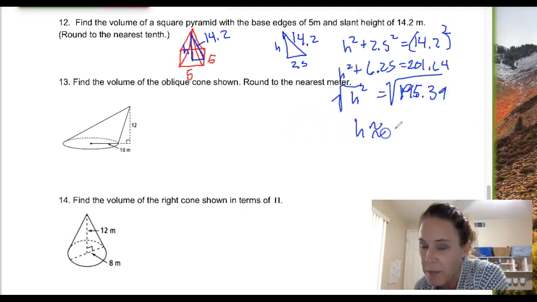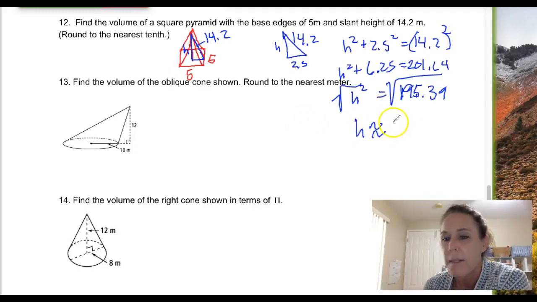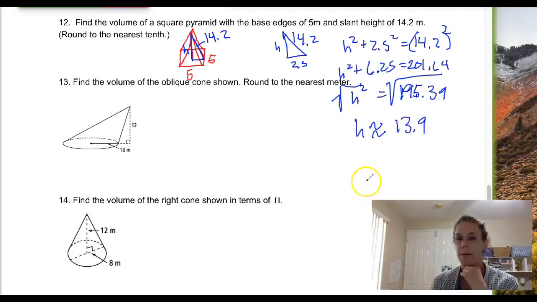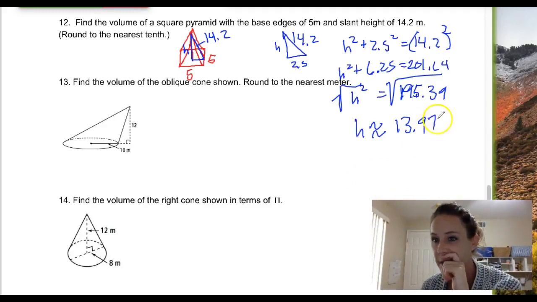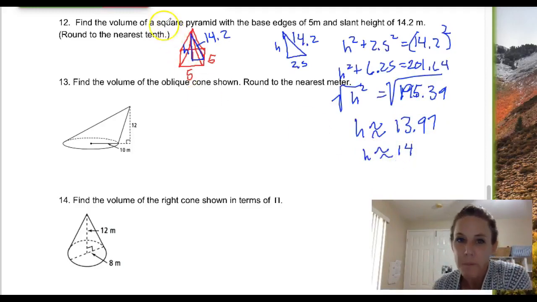I'm going to approximate my height as 13.97. If I round to the nearest tenth, 13.97 actually rounds up to 14, because it's going to kick this up to 10, it's going to kick that up. So the height is approximately 14. Depending on how you round your height, you might get a little bit different volume.